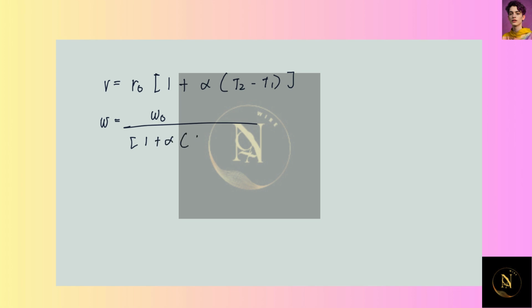Everyone. For this one, we have our formula to calculate the final radii. So we have R equals R0 (1 + α(T2 − T1)). So we have to substitute this one. So we have ω equals ω0 / (1 + α(T2 − T1))².